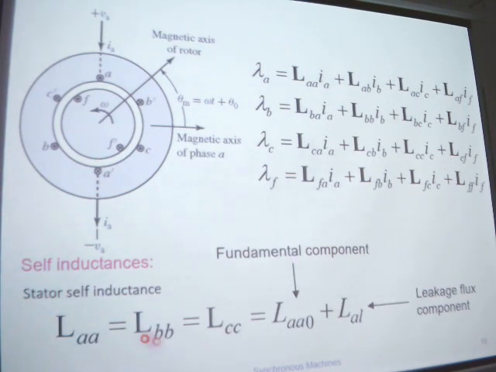Also the self-inductances L_AA, L_BB, L_CC. For a three-phase synchronous machine, generally these three inductances are equal. They can be obtained from L_AA0, the fundamental component, and L_AL, the leakage flux. This is similar to L_FF. So we have these four self-inductances.